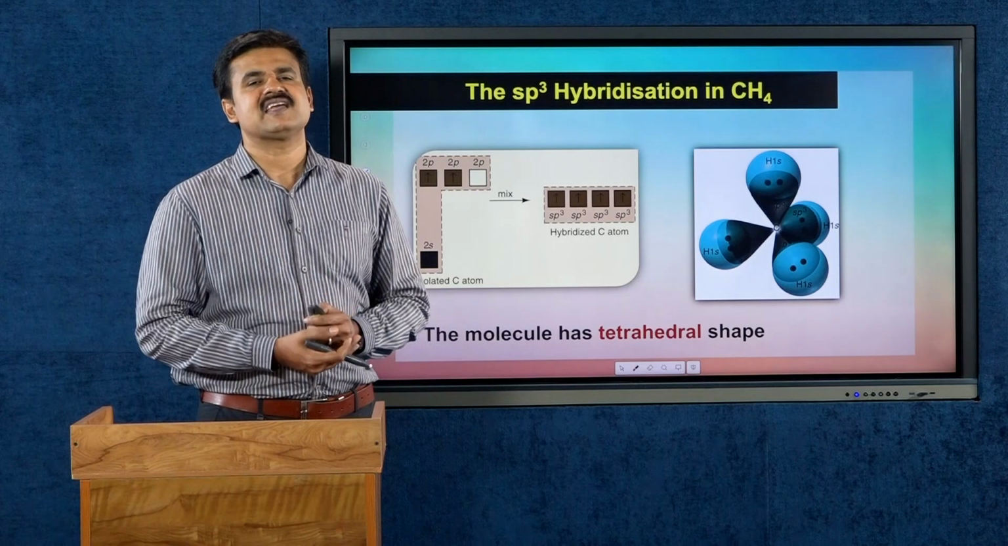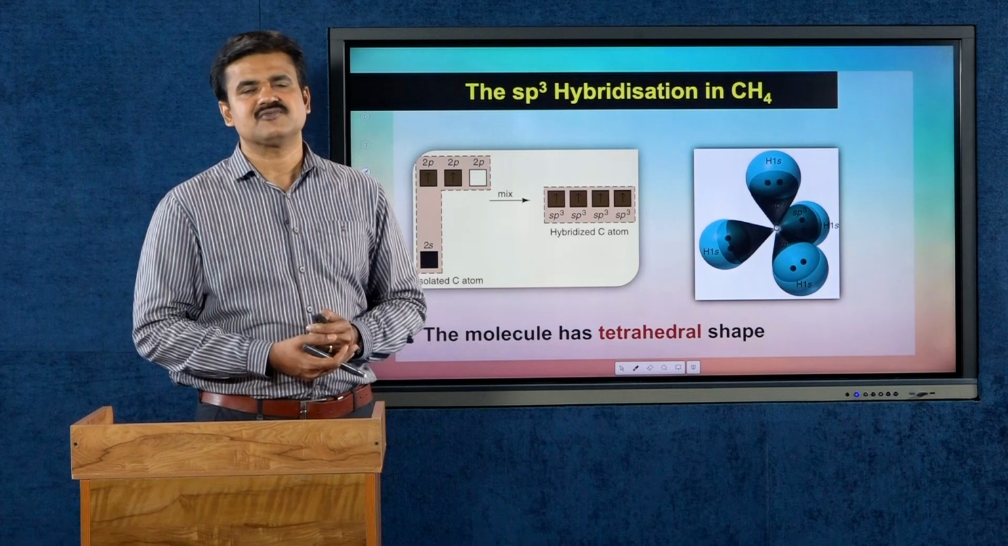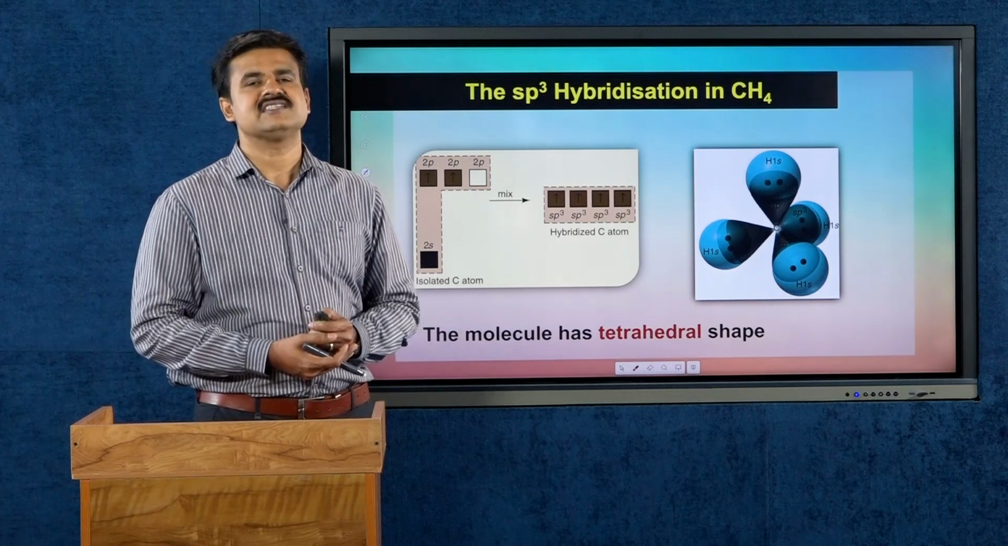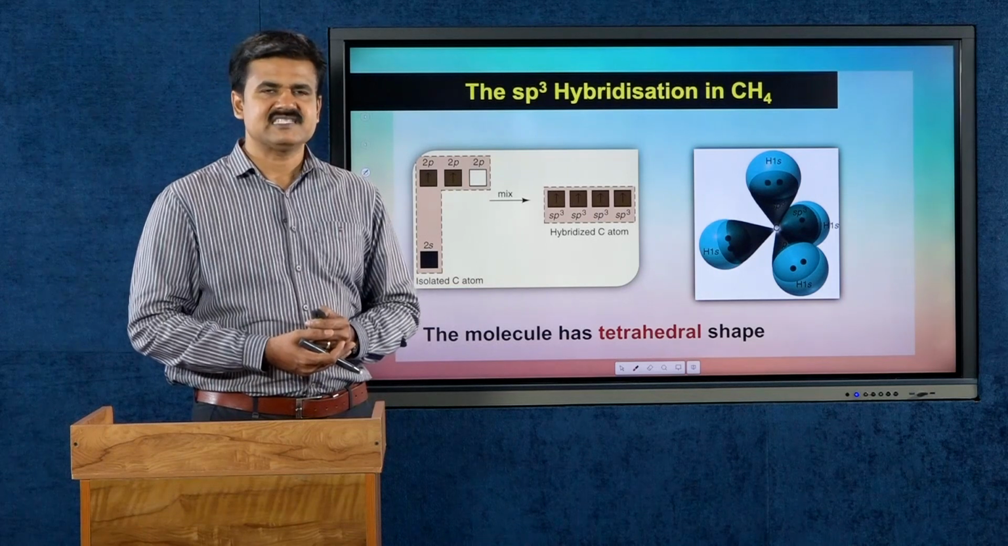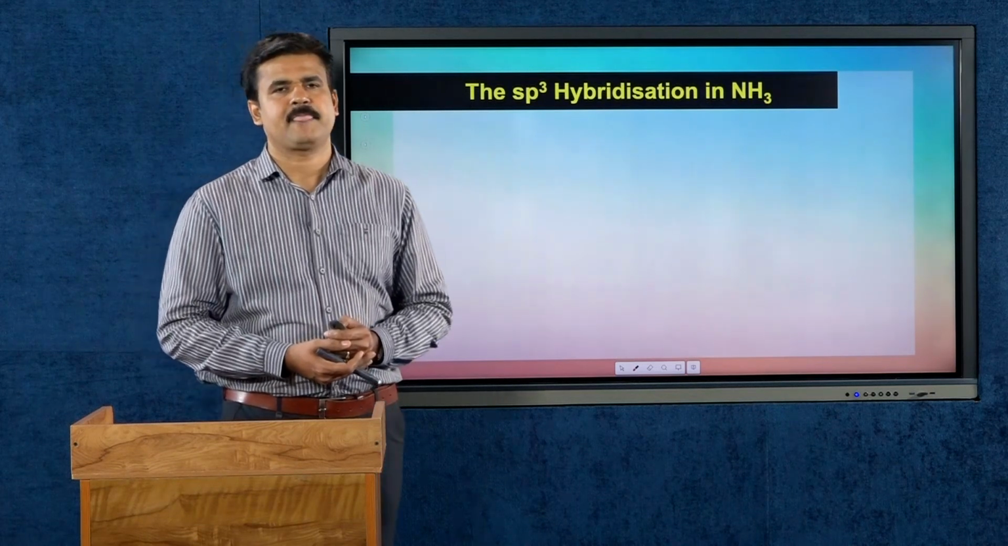The 4 sp3 hybrid orbitals on carbon overlap with the s orbitals of hydrogen to produce the CH4 molecule with the tetrahedral shape. That is, the CH4 molecule shows tetrahedral shape. This is due to the sp3 hybridization of the central atom carbon.